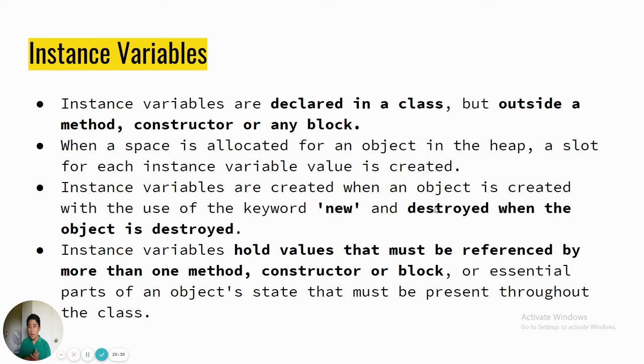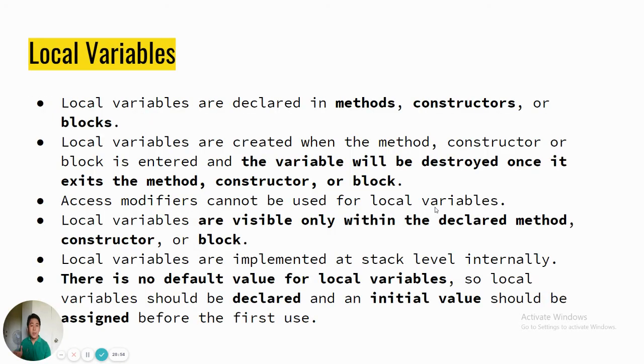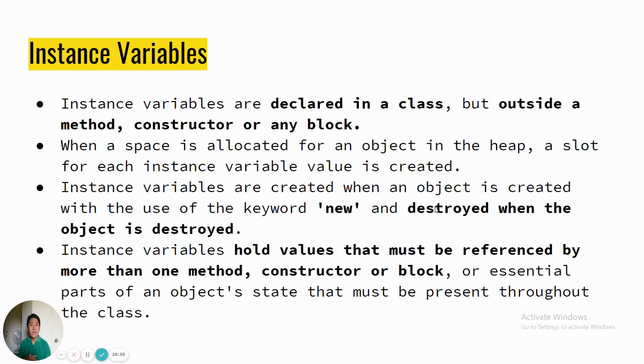Here we're going to talk about instance variables. Instance variables are declared in a class. Let's go back: the local variables are declared inside the methods, while instance variables are declared inside the class, but outside a method. When space is allocated for an object in the heap, a slot for each instance variable value is created.